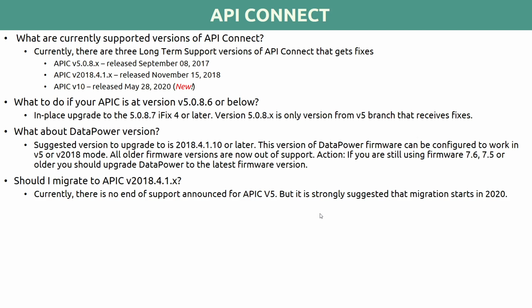So what version should you be on? If you are on version 5, and you want to have all of the support and migrate to the later versions, it is advisable that you install Fixpack 6. Why Fixpack 6? Because Fixpack 6 and all of the later Fixpacks will allow you to migrate to version 2018 or version 10.